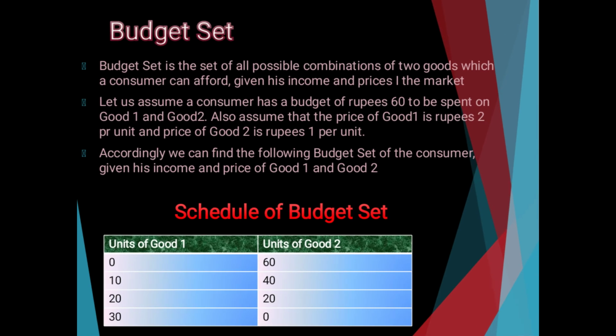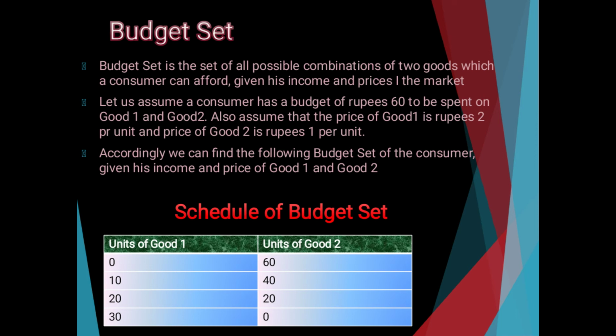Now the concept of the budget set, because before studying consumer's equilibrium according to the ordinal utility approach, that is indifference curve analysis, we have to understand some concepts. The first concept is the budget set. A budget set is the set of all combinations of two goods which a consumer can afford given his income and prices in the market. Let us assume a consumer has a budget of rupees 60 to be spent on good 1 and good 2. Also assume that the price of good 1 is rupees 2 per unit, and the price of good 2 is rupees 1 per unit.